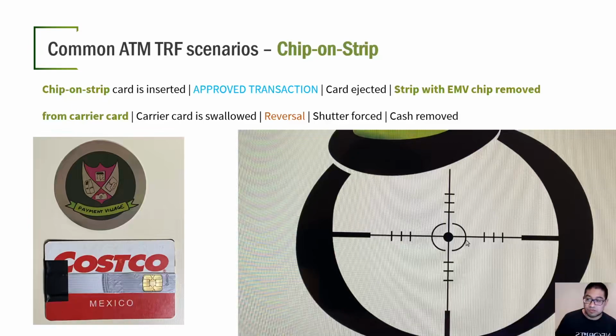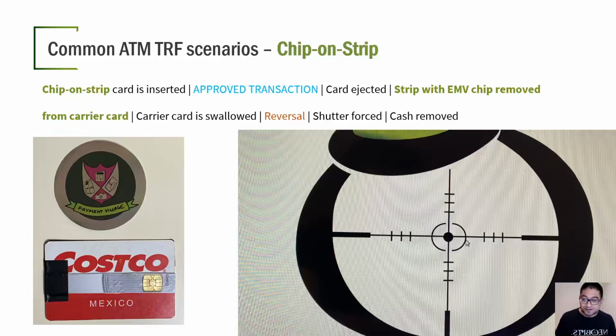This chip on strip attack is one of the most advanced that we have seen, and this is just using a carrier card with a chip strip that is above this one. So what we will do with this one is that we will insert this in the card reader.